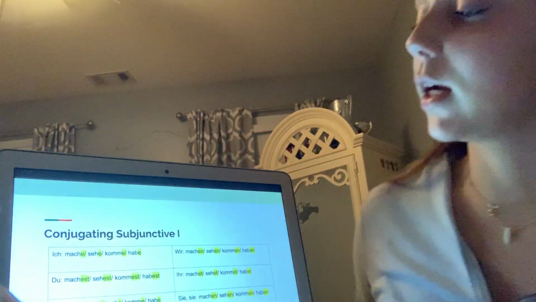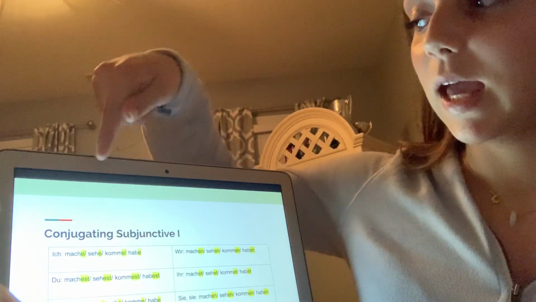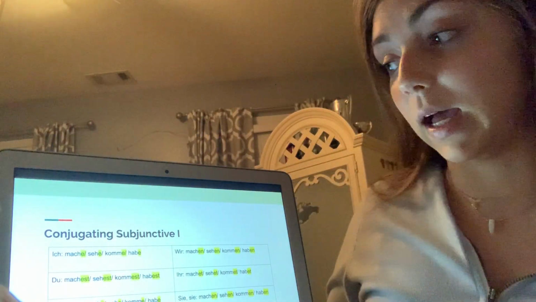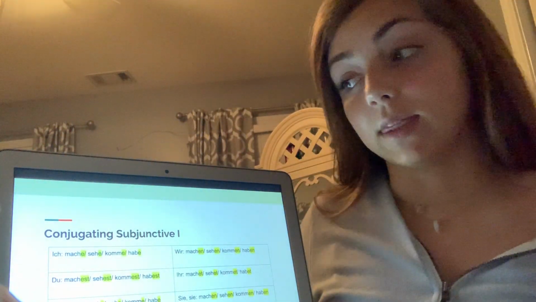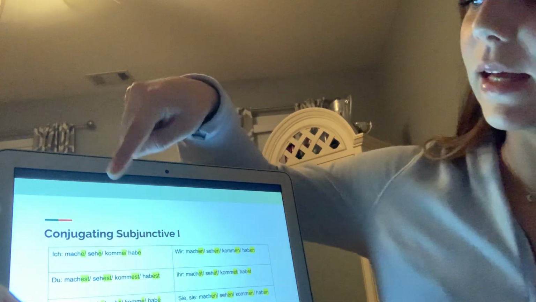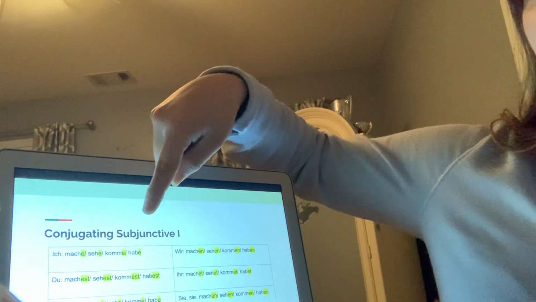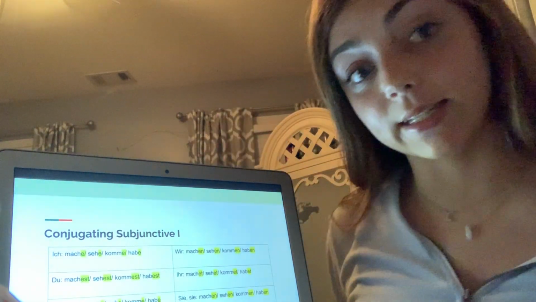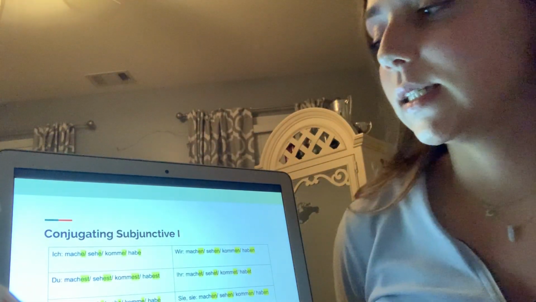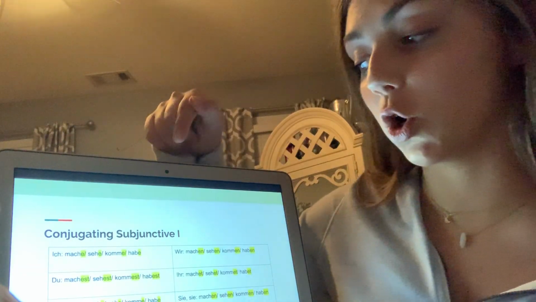So basically, conjugating ich is always ich mache, ich komme, ich habe, so e at the end. And then du is a little different: du machest, sehest, kommest, habest. So est at the end. Sie, er, and es is mache, sehe, komme, habe. So you're adding e at the end, which is a little different from normal conjugation, because the conjugation for er, sie, es is just like ish.